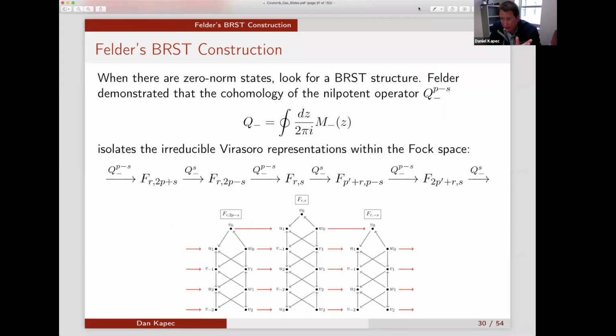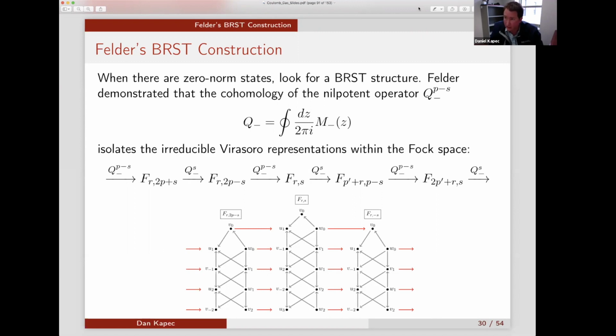Okay, so the last piece that we're going to want to try to incorporate in the full quantum field theory is Felder's BRST construction. And this is a pretty technical, delicate piece of machinery. I think in general, when there are zero norm states in the game, it makes sense to look for some type of BRST structure. They usually go hand in hand, and it's not as if Felder just pulled this thing out of a hat. So he already had expressions of Thorne for the singular vectors in these Fock spaces, which involve these multiple contour integrals acting on exponential operators.